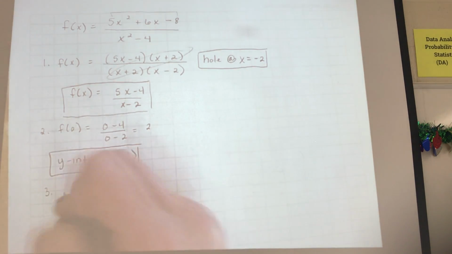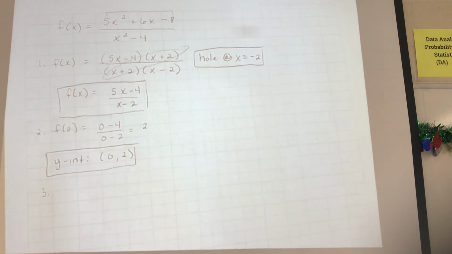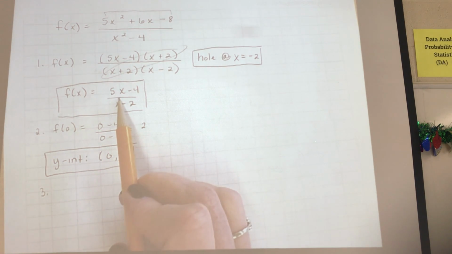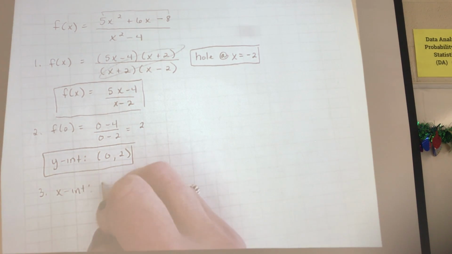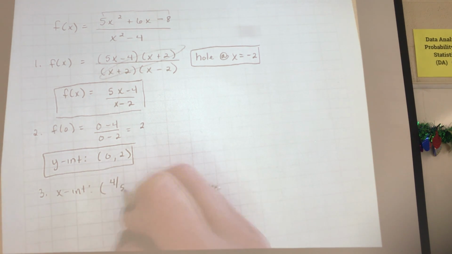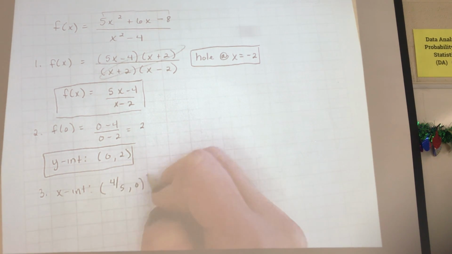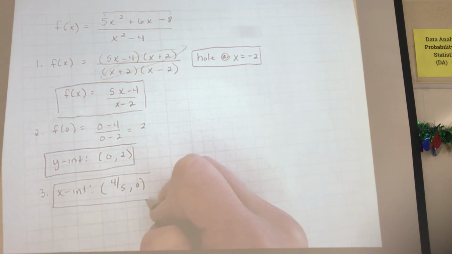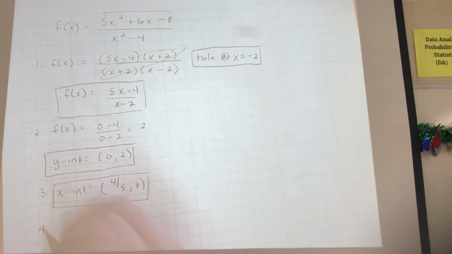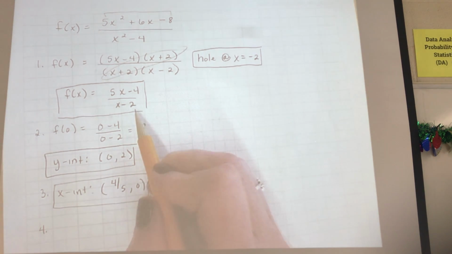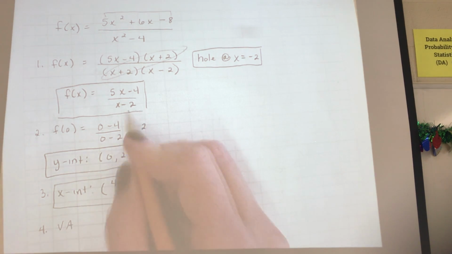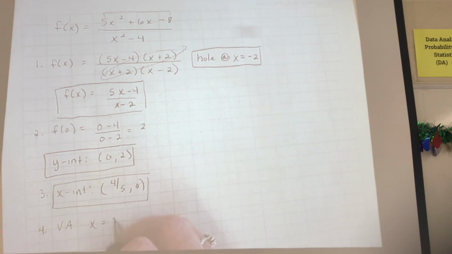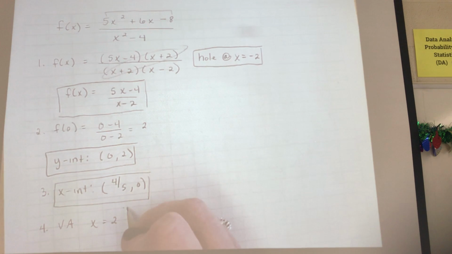Step 3, find the x-intercepts by taking the numerator and setting it equal to 0. So if I set 5x minus 4 equal to 0, my x-intercept will be 4/5, 0. All right, I'm on step 4. Step 4 is when we use the denominator of the function to identify vertical asymptotes. So I'm going to have a vertical asymptote at x equals 2.